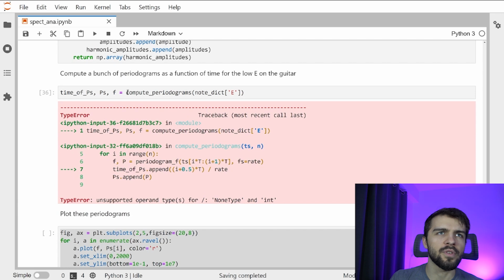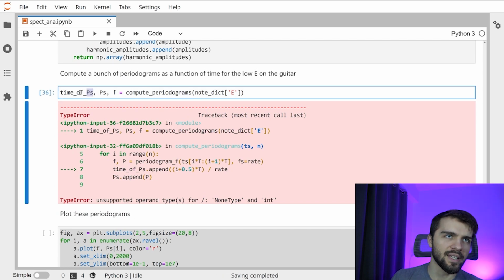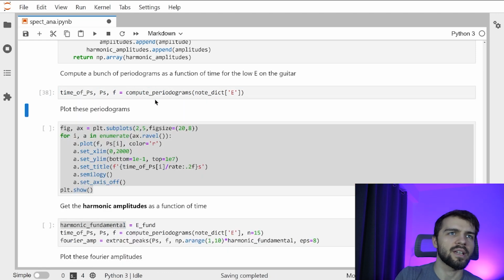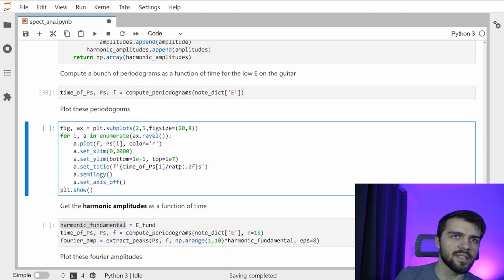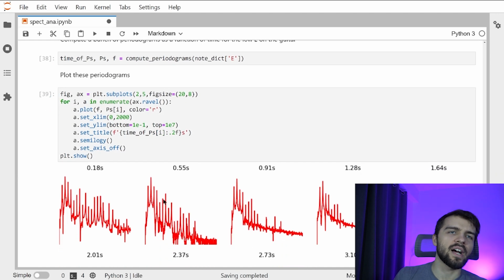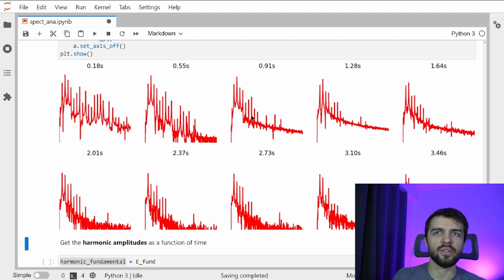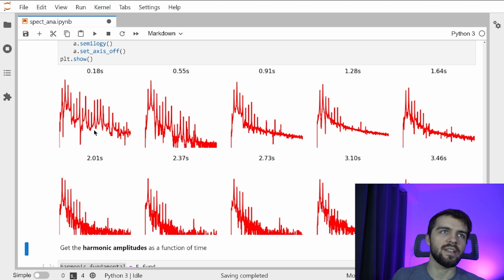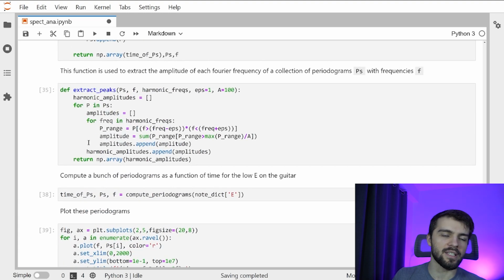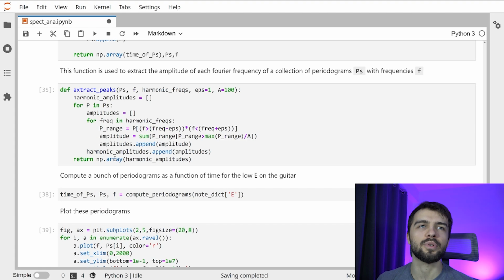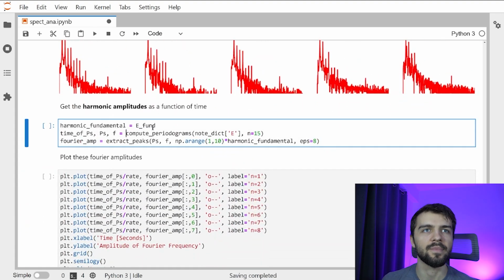Here's a little example of using this compute periodograms function. I get the times, the periodograms themselves, and the frequencies. I can plot these, and I don't need to divide by rate here, and I remove the axis again. So this is what the periodogram looks like as a function of time, and you can see that it's changing with time. Then with the extract peaks function, I can plot the relative amplitude of these peaks as a function of time. So that's what I do here.